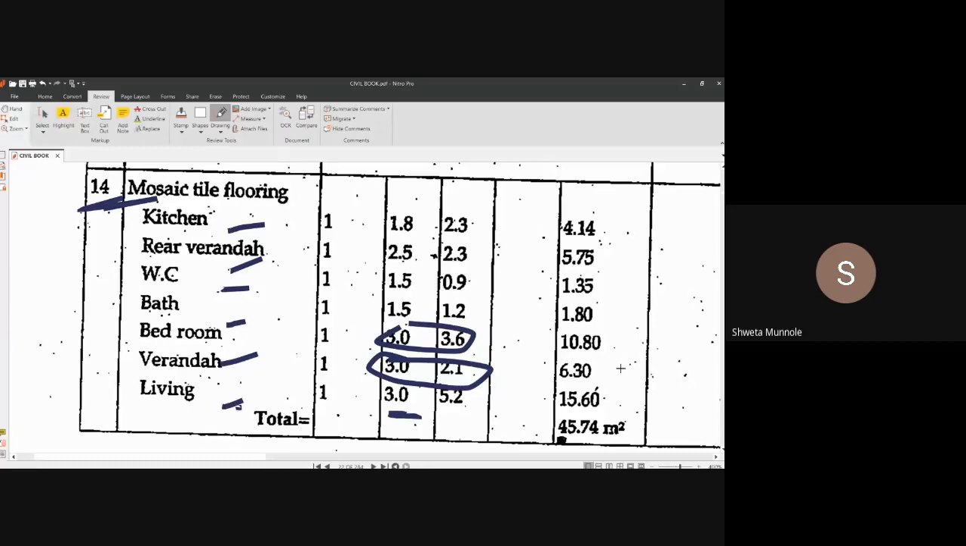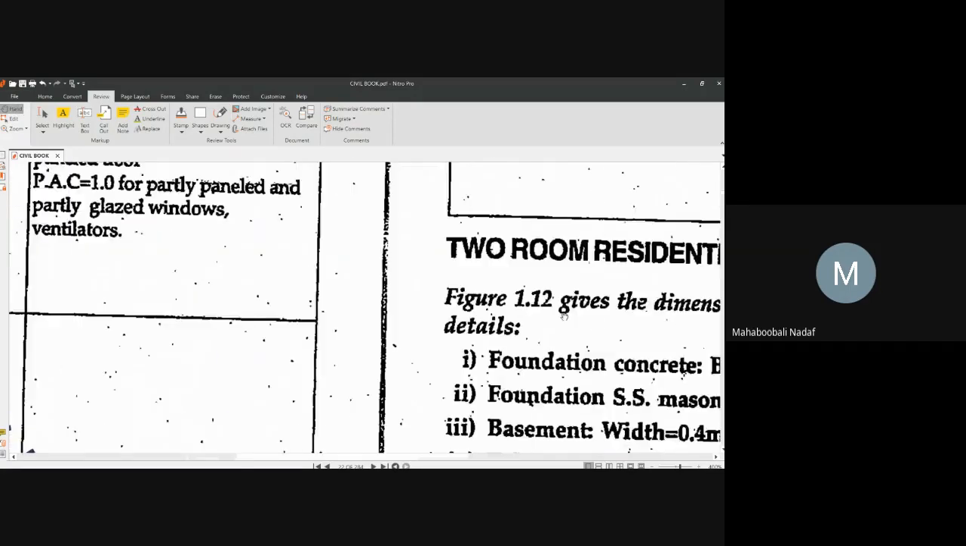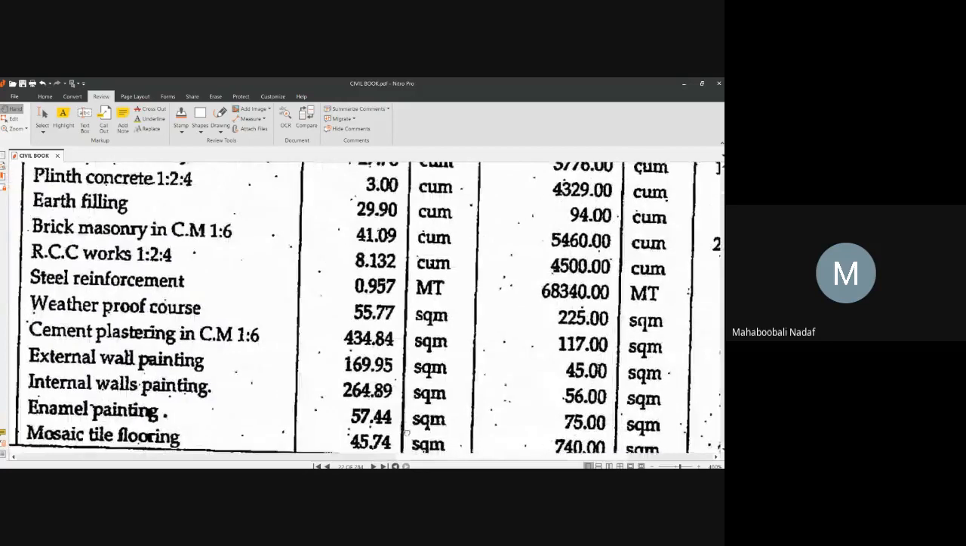Okay, now same, all the inside dimensions, you will get these quantities. Mosaic flooring, 45.74. Now you have to do the abstract.